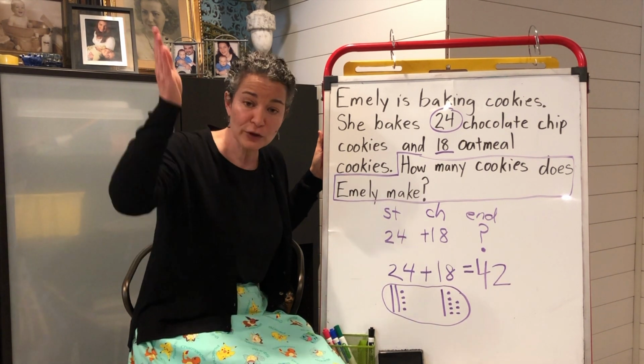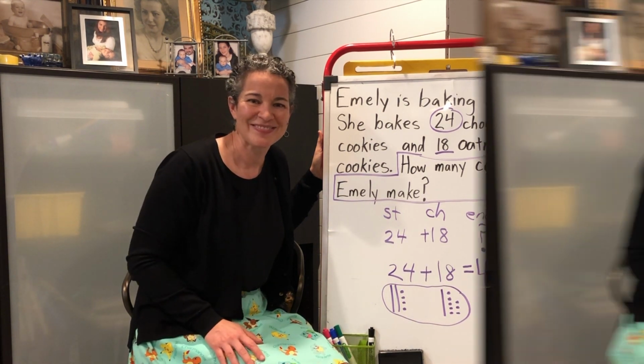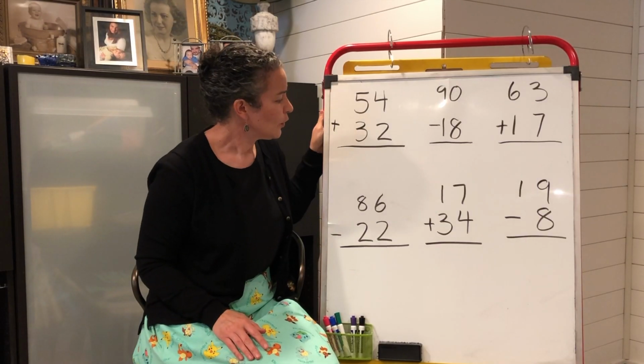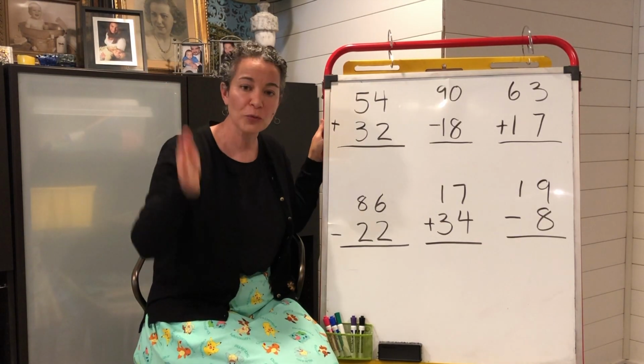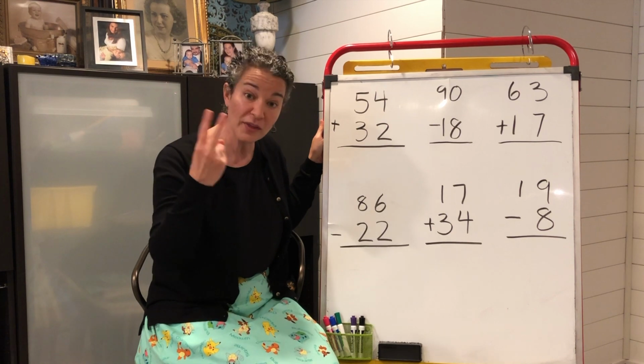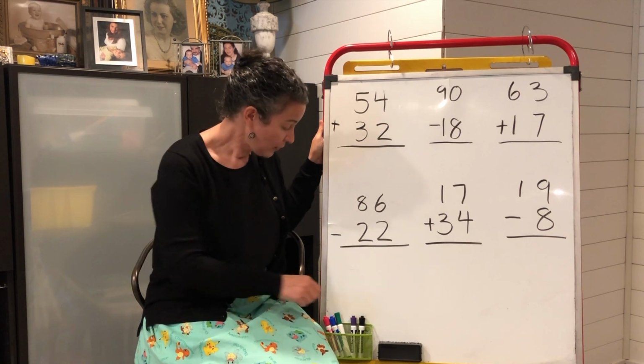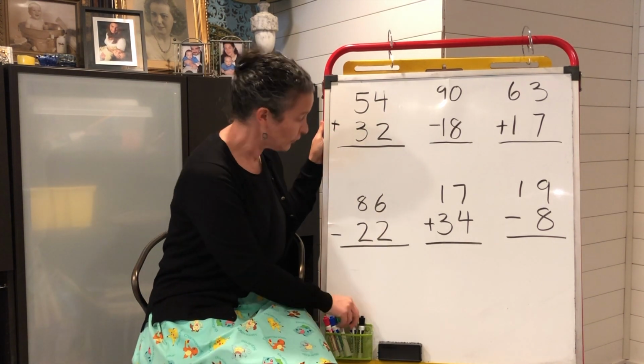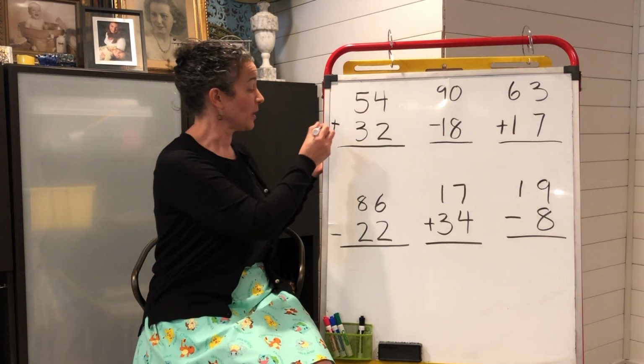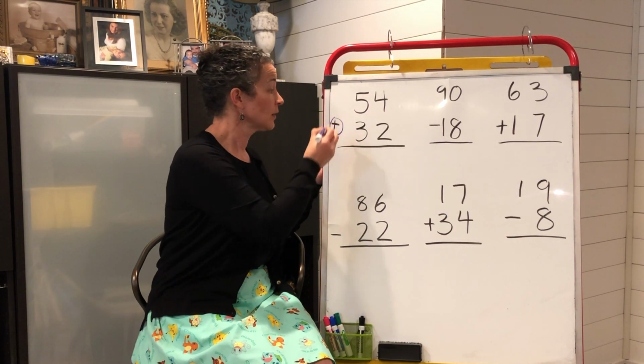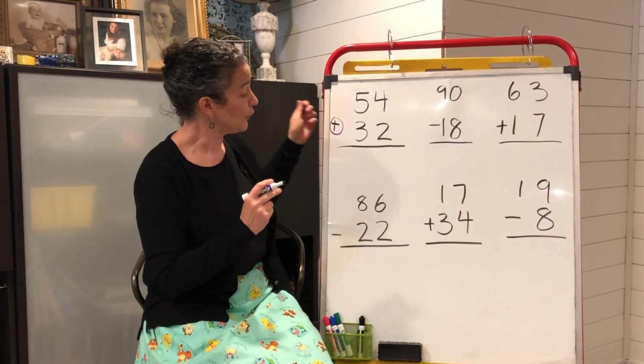Let's do a couple of vertical problems, and then we'll be done for today. All right, my friends, we've got 6 vertical problems to try and solve. Let's do 2 together, and then I'm gonna have you do the others without me. So let's do this one first. So we're adding, my friends. Make sure you notice if you're adding or subtracting. So we're adding 54 plus 32.